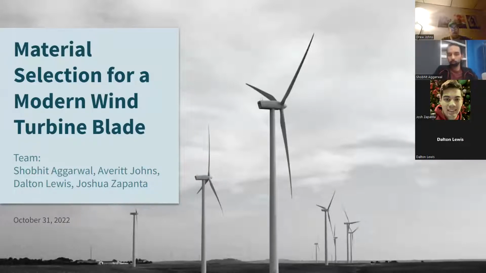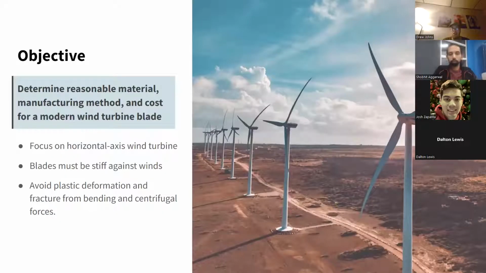Okay. Hello, this is Group 5. Today we're going to be talking about material selection for a modern wind turbine blade. Obviously, a lot of different factors go into that, and we're going to be breaking that down into multiple design constraints. But first, a little bit of background.